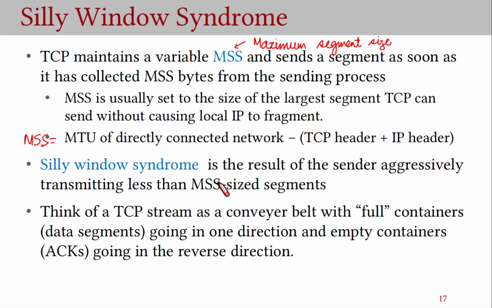And to understand this silly window syndrome, think of the TCP stream as a conveyor belt, where some of the containers are full, so they contain MSS worth of data, and some are not full, so they contain less than MSS worth of data. And on the other side, from the receiver, empty containers return, and they basically are the acks.